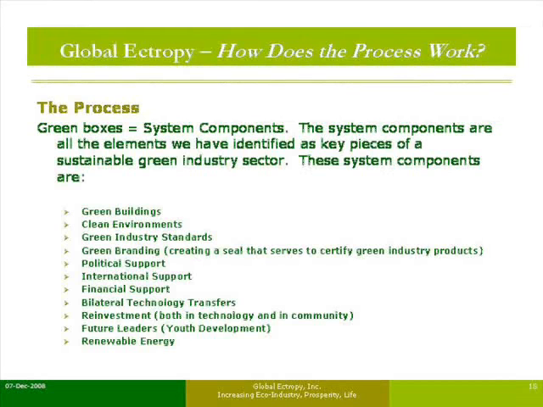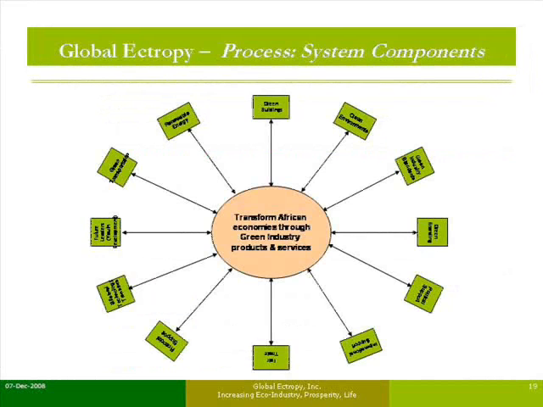As we said before, the green boxes are system components. The system components are the elements we have identified as key pieces of a sustainable green industry sector. The system components are green buildings, clean environments, green industry standards, green branding, such as creating a seal that serves to certify green industry products, political support, international support, financial support, bilateral technology transfers, reinvestment, both in technology and communities, future leaders or youth development, and renewable energy.